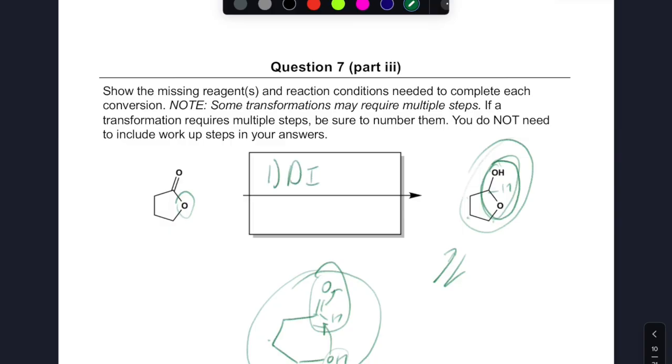diisobutyl aluminum hydride, or DIBAL, at minus 78 degrees. That's going to give me my reduction. Under workup conditions, since we didn't say you specifically had to specify it, you don't have to indicate it, but under workup, that's where we're going to free up the aldehyde and also allow the formation of this hemiacetal.